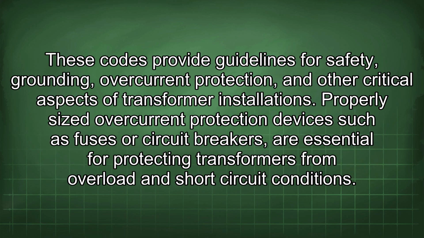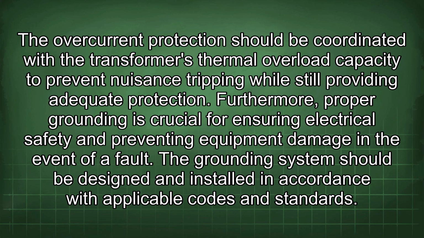These codes provide guidelines for safety, grounding, overcurrent protection, and other critical aspects of transformer installations. Properly sized overcurrent protection devices such as fuses or circuit breakers are essential for protecting transformers from overload and short-circuit conditions. The overcurrent protection should be coordinated with the transformer's thermal overload capacity to prevent nuisance tripping while still providing adequate protection. Furthermore, proper grounding is crucial for ensuring electrical safety and preventing equipment damage in the event of a fault. The grounding system should be designed and installed in accordance with applicable codes and standards.